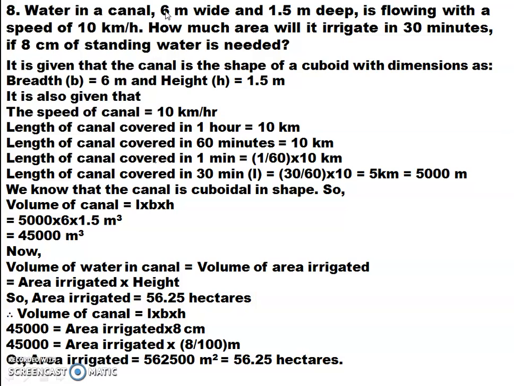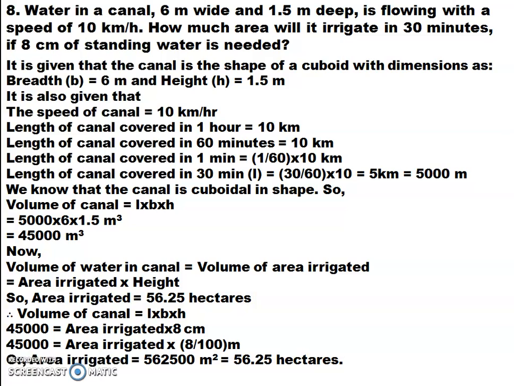Water in a canal 6 meter wide and 1.5 meter deep is flowing with a speed of 10 km per hour. How much area will it irrigate in 30 minutes if 8 centimeter of standing water is needed? Students, this is an indirect question.